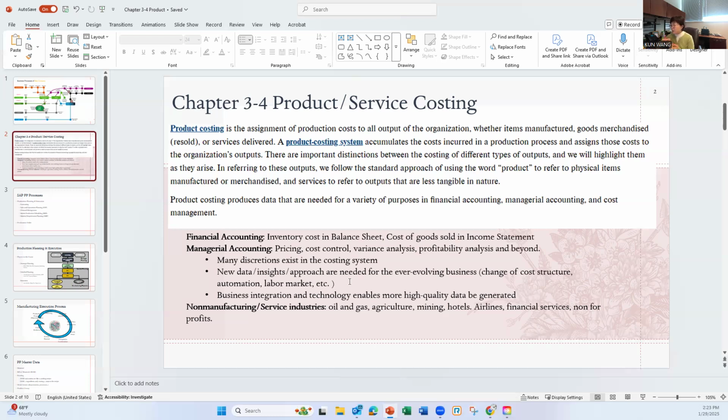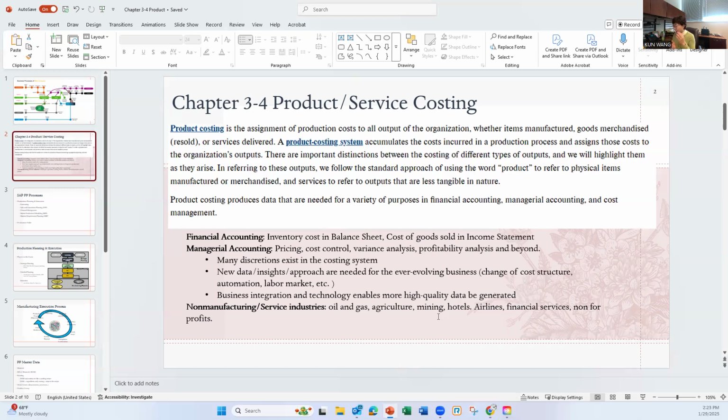I know when we mention this often, for most of the managerial accounting courses, we use manufacturing industry as examples. But the concept can be applied to the non-manufacturer setting and even for service industries. For example, if you work in the oil and gas company, agriculture, mining, you don't really make the products. So those products are mostly naturally generated, right?